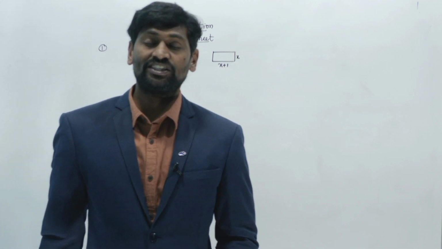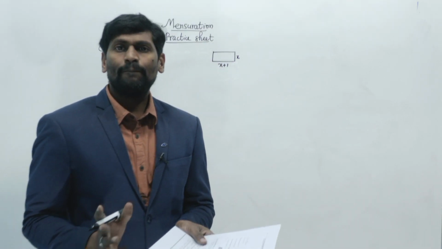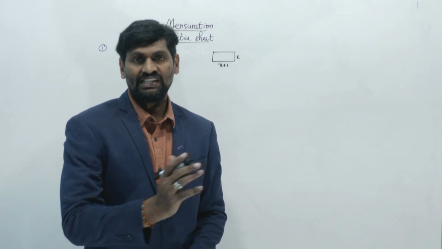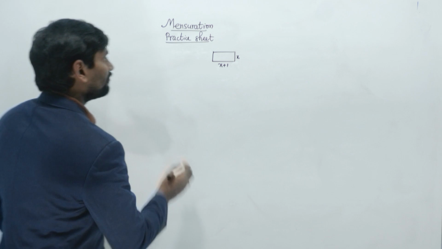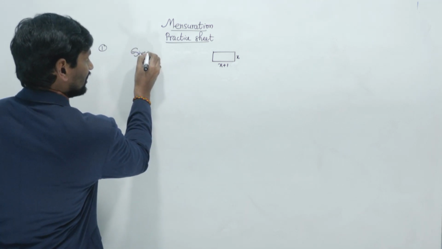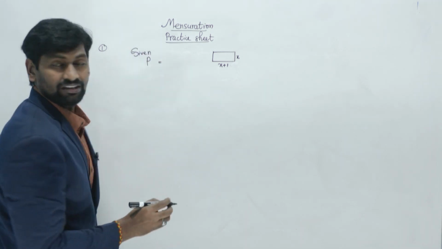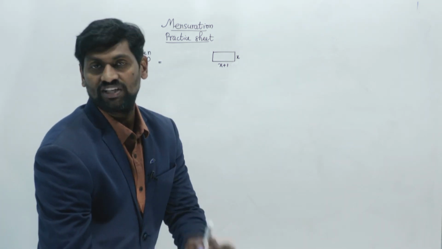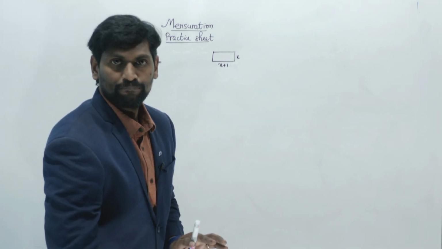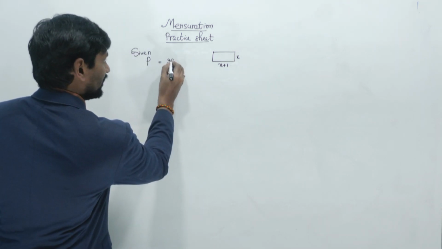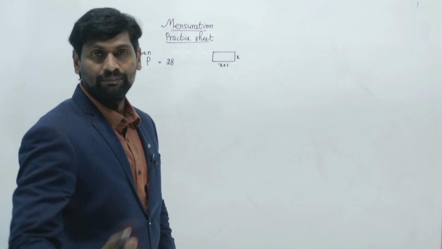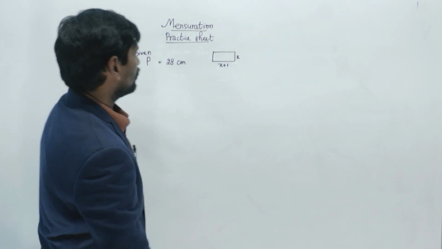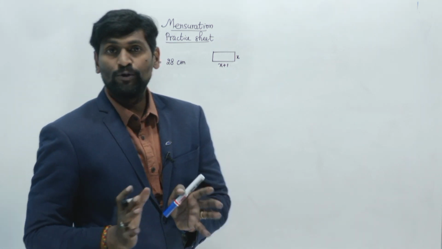And its perimeter is 28. What is the perimeter actually? Perimeter is nothing but measuring the boundary of a closed figure, so simply the sum of all sides. The perimeter value is given here as 28 centimeters, and we should find the area of the rectangle. Here also the length is 1 centimeter more than the breadth.